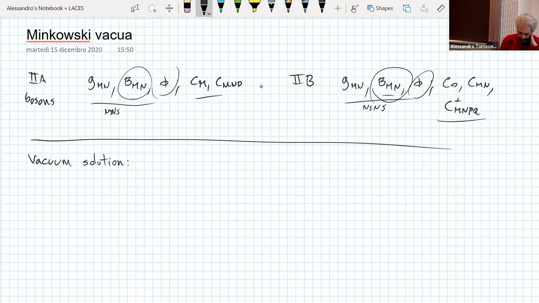A vacuum solution is usually meant to be a maximally symmetric space in four dimensions, times an internal space. What does maximally symmetric mean? It means that it has the maximal number of Killing vectors that a space can have in four dimensions, and that would be 10. One can show that at least locally it is isometric to either AdS4, Minkowski 4, or de Sitter 4.